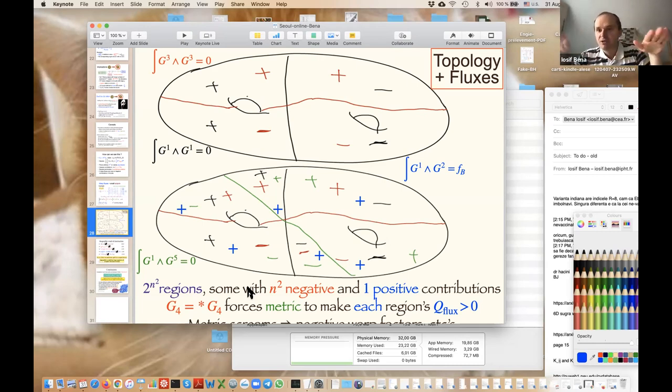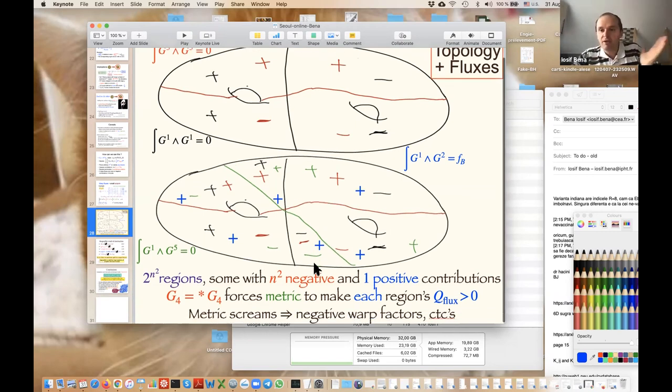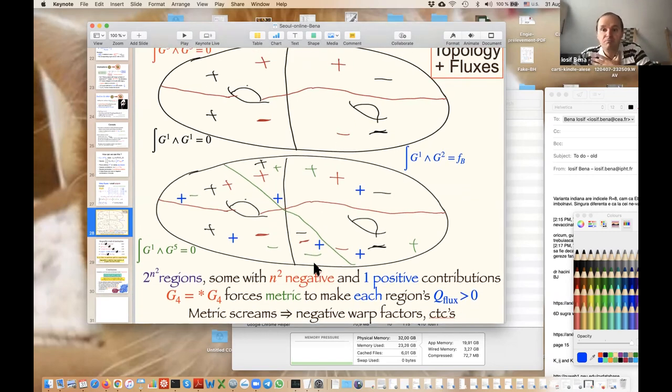This is before you put any metric. This is before you stabilize anything. This is just at the level of topology. And then once you put a metric, it's going to be a problem. That's basically our intuition, again based on what's happening in bubbling geometries. Yeah, maybe, okay.